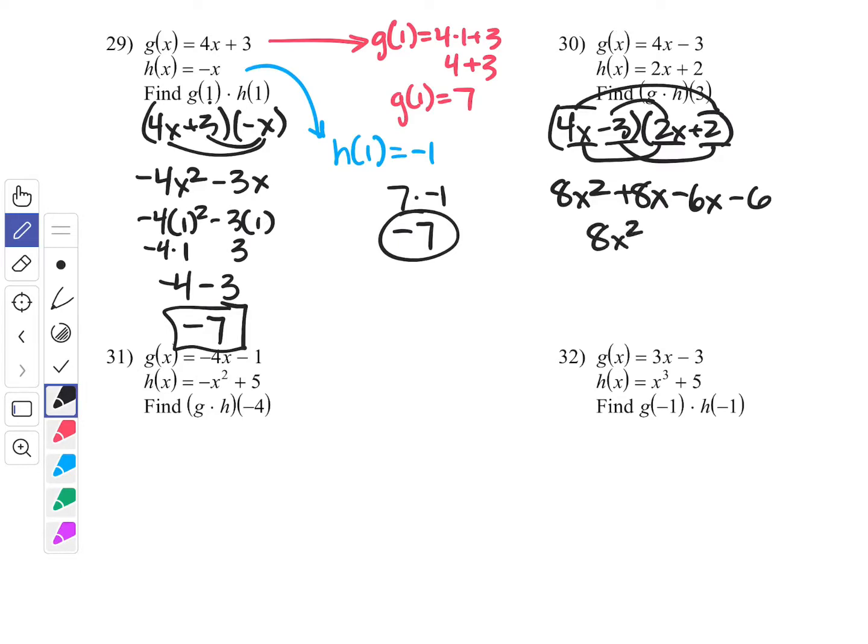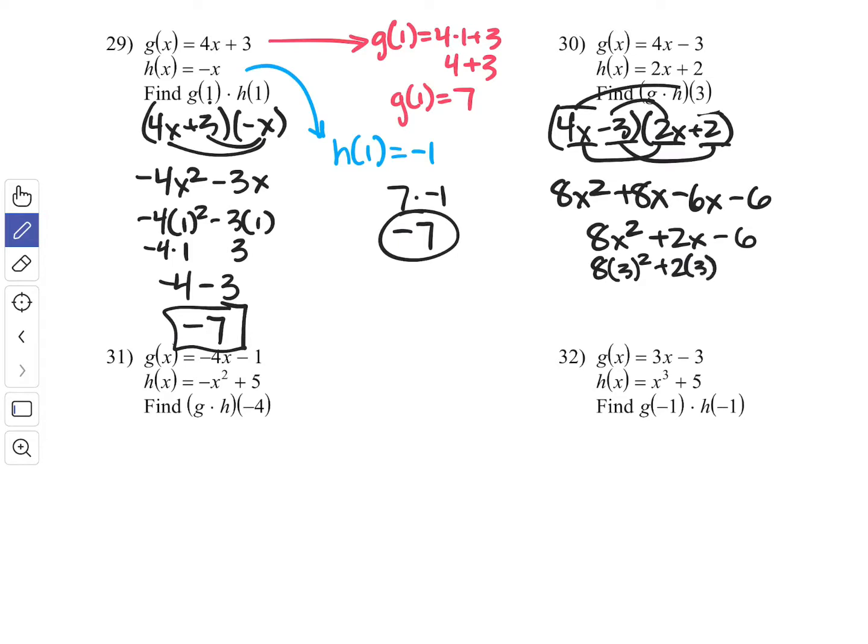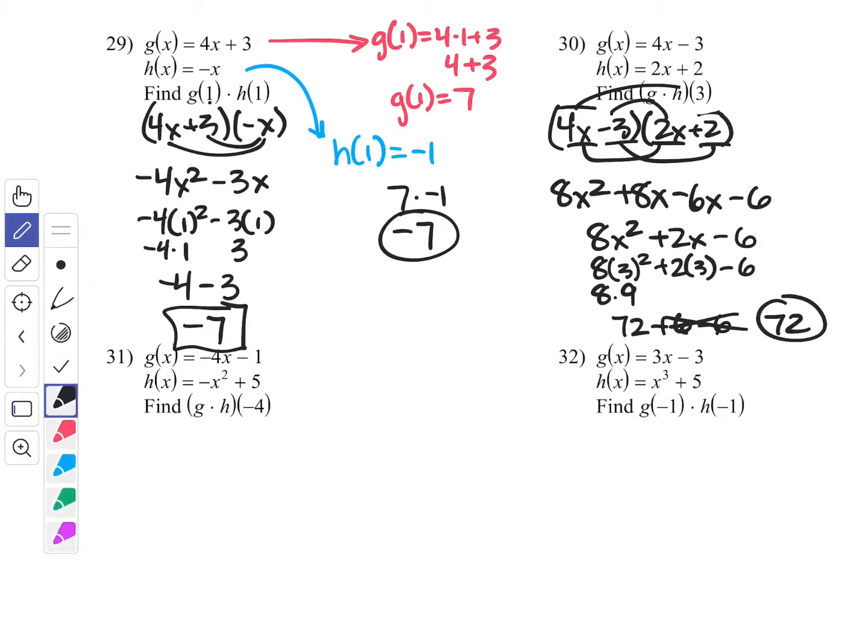And you have to do this whole big thing right here, right? And then we're going to plug in, I believe that's 3, right? Yeah. Then we're going to plug in our 3, so 8 times 3 squared plus 2 times 3 minus 6. 3 squared is 9. 8 times 9 is 72. 2 times 3 is 6, minus 6, those cancel, we're left with 72. So it's not so bad when you know what you're doing, like me. I'm able to do that pretty quick.